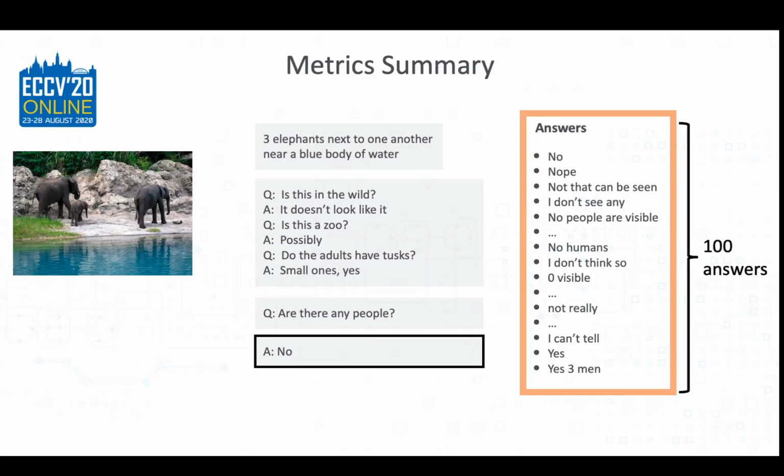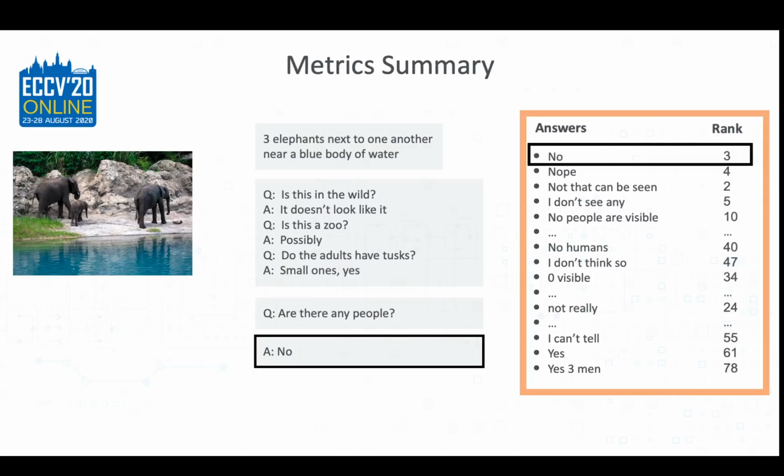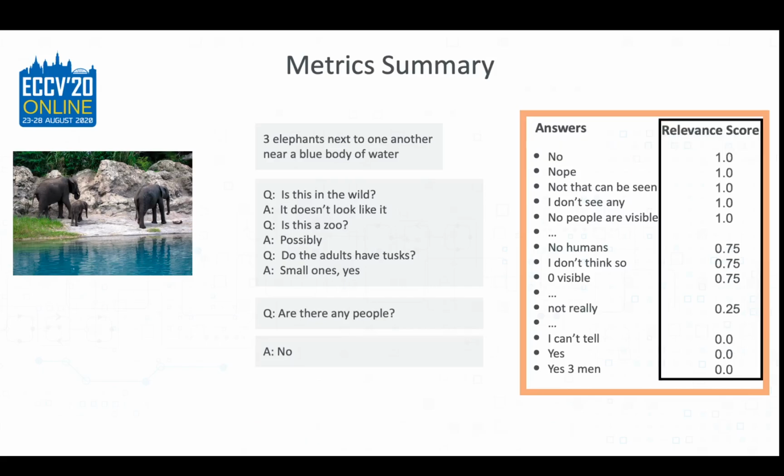To summarize the metric, each question has 100 answer options, and based on the rank of the ground truth answer, we calculate the MRR, the recall at 1, 5, 10, and the mean rank. We then look at the dense relevance scores of the answer options to calculate the NDCG metric.